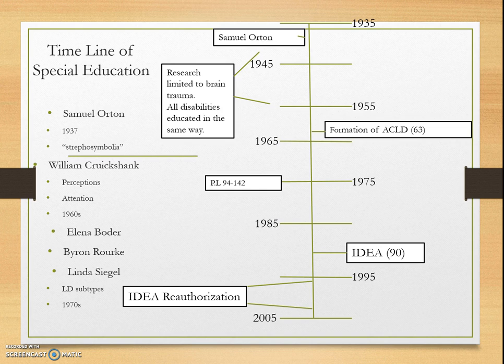Here we see a timeline of special education starting with Samuel Orton in 1937, who discovered what we now call dyslexia. Throughout the 1940s and 50s, research on LD was very limited and limited to brain trauma only, and all disabilities were educated in the same way.